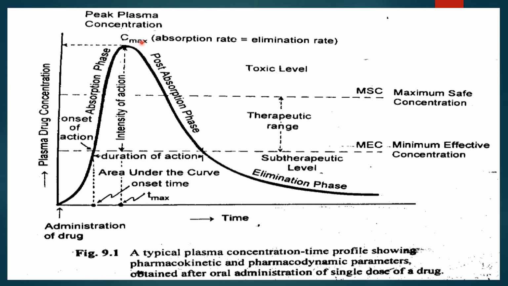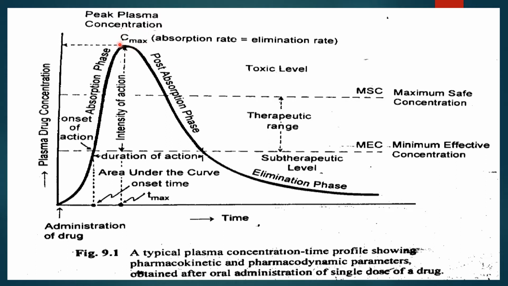This peak plasma concentration depends on three parameters. The first one is the dose administered, the second one is the rate of absorption, and the third one is the rate of elimination. The peak represents the point of time when the absorption rate is equal to the elimination rate. When the absorption rate is equal to the elimination rate, then the peak plasma concentration is achieved.